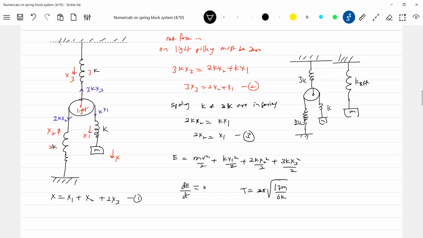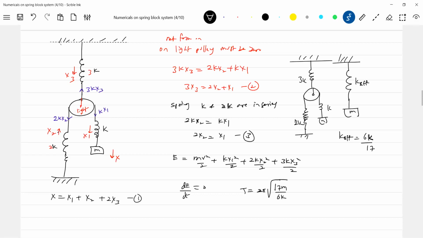So what is the K effective? K effective will be 6K by 17. They are neither series nor parallel. How to find them? By using this method. Series and parallel, we know how to do. If they are neither series nor parallel, this is the effective method.